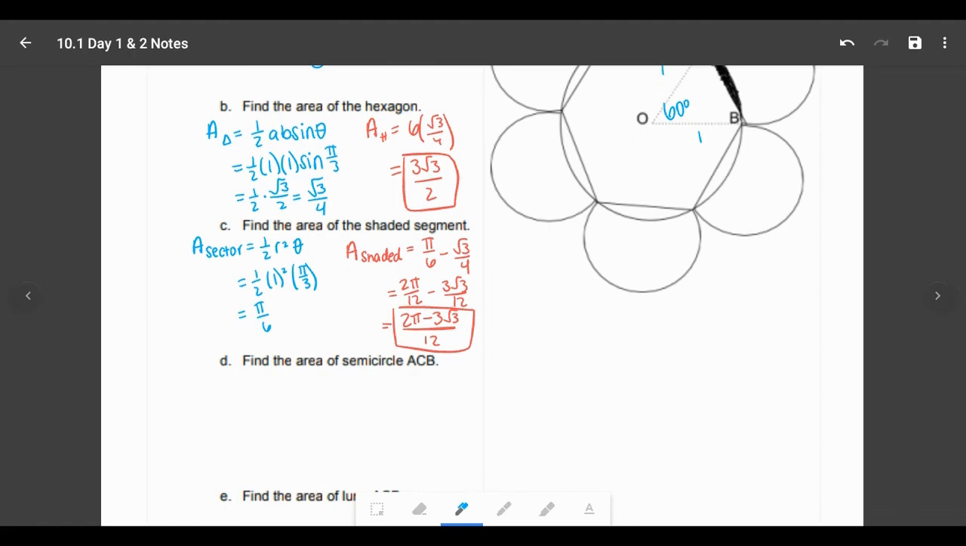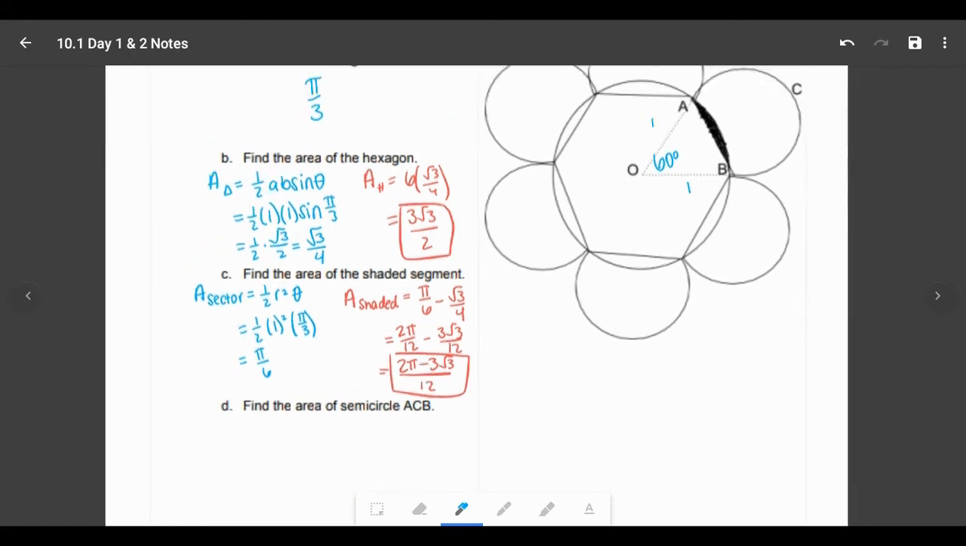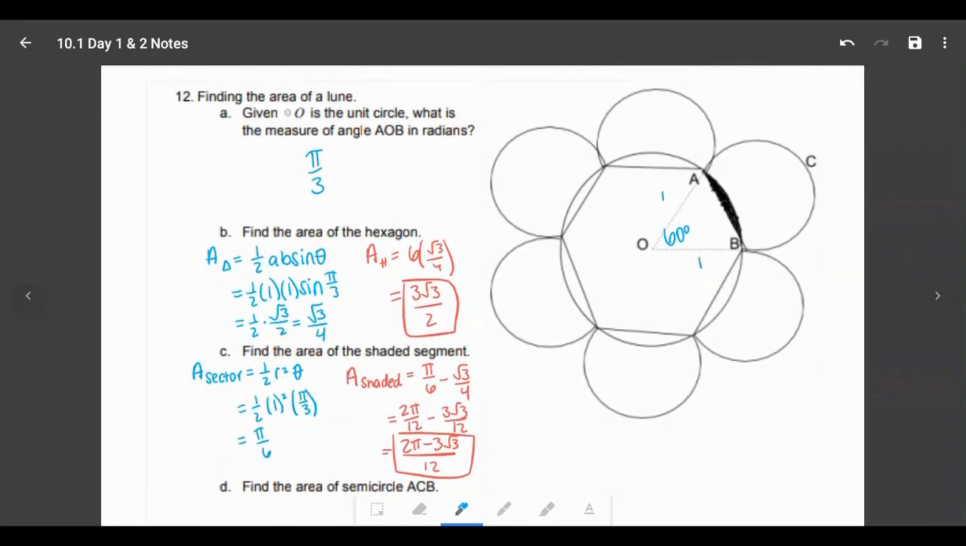For part D, it's now asking us to find the area of semicircle ACB. Now, going back up to our diagram, we've already talked about how there's 6 different triangles within this hexagon. Remember that all 6 of these triangles end up being equilateral triangles. They end up being equilateral and equal angular. And so length of AB should also have a length of 1.